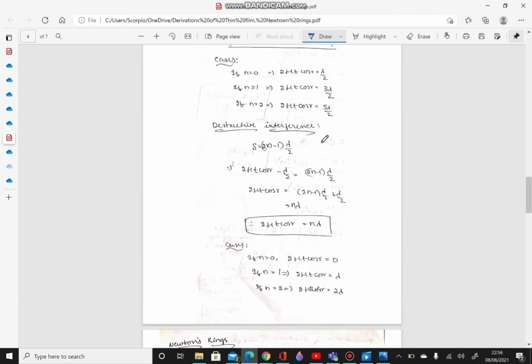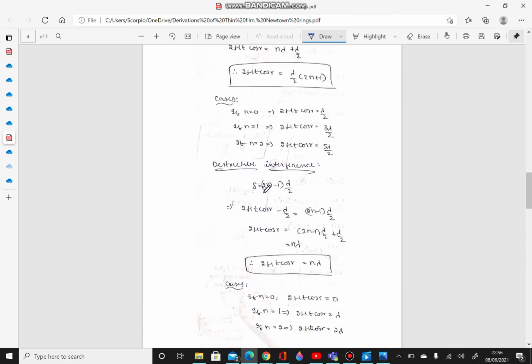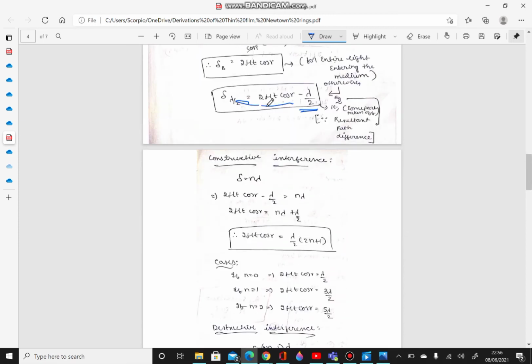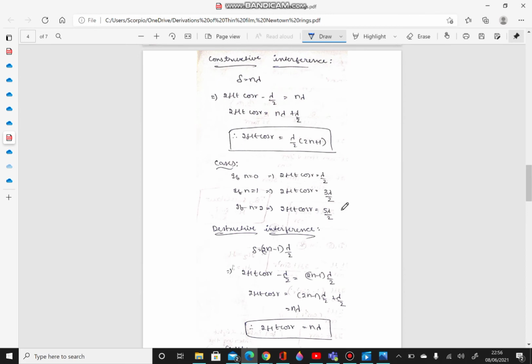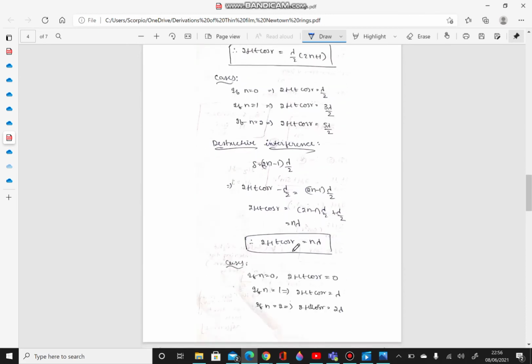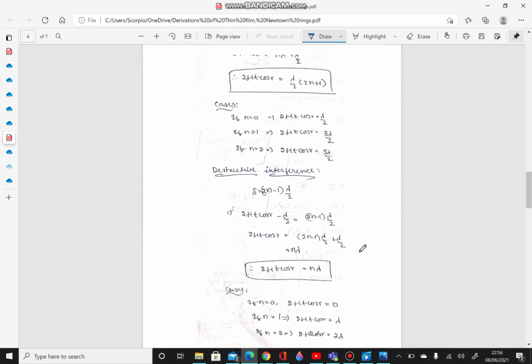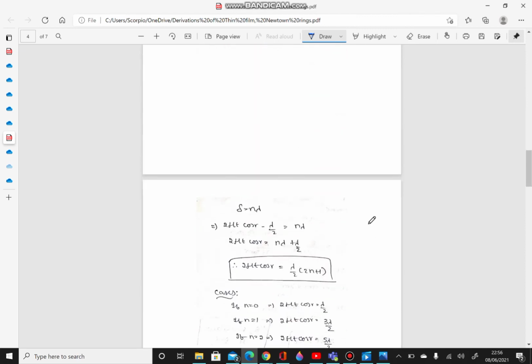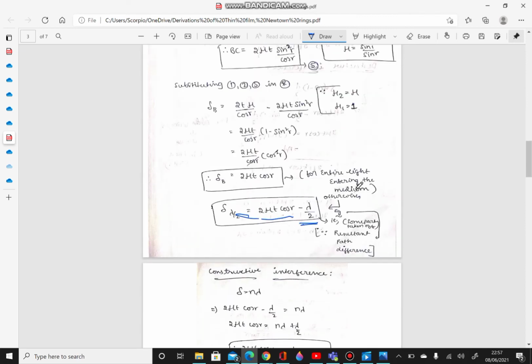Similarly, for destructive interference, the path difference is an odd multiple of lambda by 2. So we'll substitute this value, that is sigma equals 2n minus 1 into lambda by 2, in this formula once again and solve it, from which we get that 2 mu t cos r equals n lambda. So by using these general formulas for constructive or destructive interference, or even the generalized formula, we can find various parameters or unknowns throughout this thin films experiment.